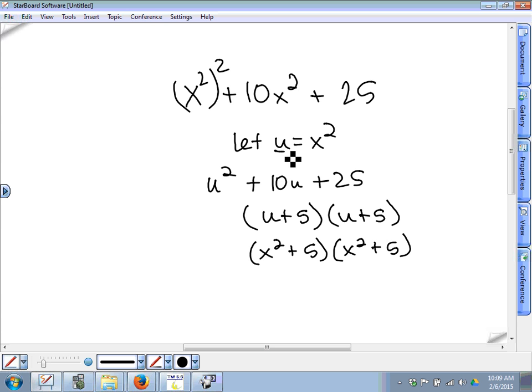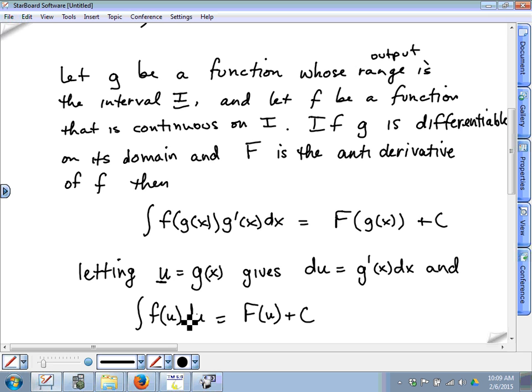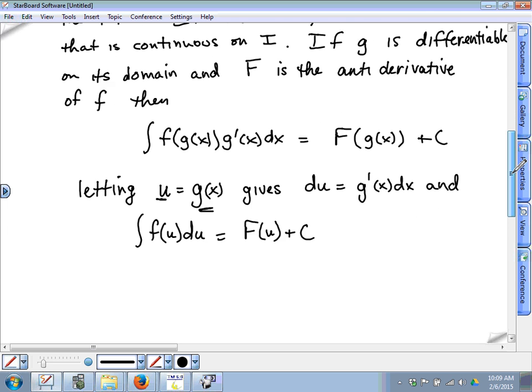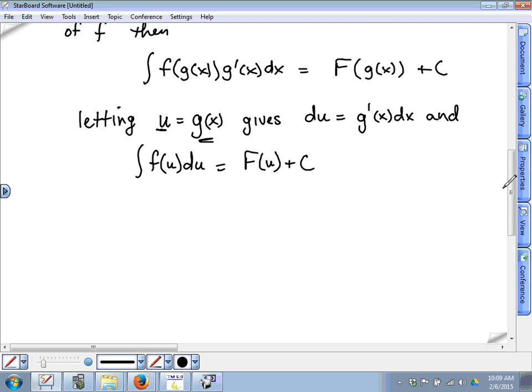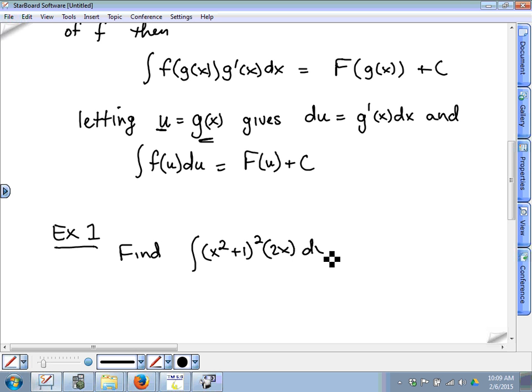So what we did here is we didn't let u equal a number. U is equal to an expression of x. And that's what it's saying over here in this definition. U isn't equal to a number. U is equal to an expression of x. You guys see the similarities? Really, in simple terms, that's what's going to be happening here later on. Okay, so here's example 1. Find the integral of x squared plus 1 squared times 2x dx.